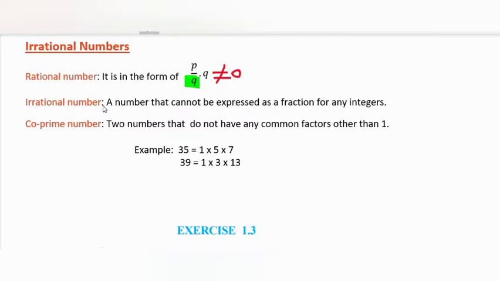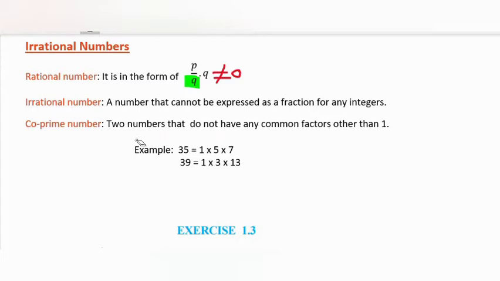And an irrational number is a number that cannot be expressed as a fraction of any integers. That is, it cannot be expressed in the form of p by q. That is why we call it an irrational number.